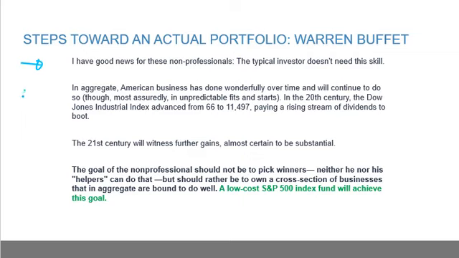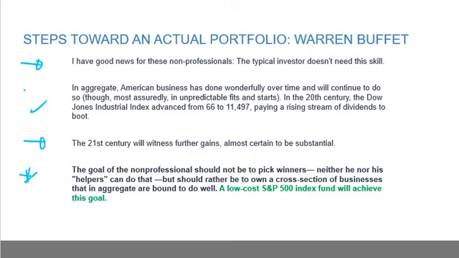In aggregate, American business has done wonderfully well over time and will continue to do so, though most assuredly in unpredictable fits and starts. In the 20th century, the Dow Jones Industrial Index advanced from 66 to 11,497, paying a rising stream of dividends to boot. And we could see that the Dow broke 20,000 for the first time last year. So the 21st century will witness further gains, almost certain to be substantial.